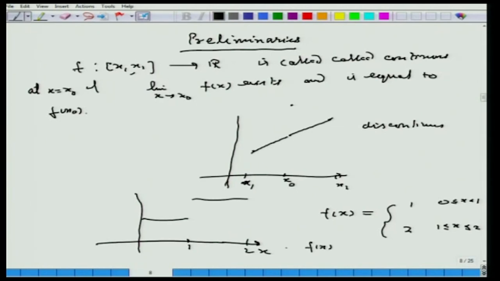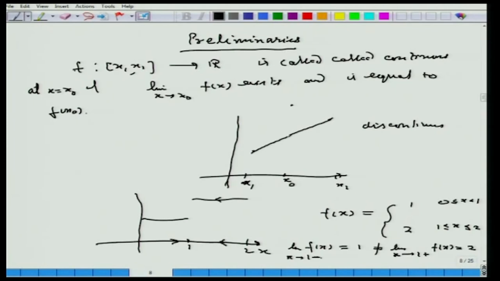So, f(x) as x tends to 1 minus means you approach this point 1 from the left side. This will be equal to 1. If you take the limit as x tends to 1 plus, that means you approach from this side, so the limit of f(x) will go to 2. These two are not equal, and therefore the limit does not exist, and therefore the function is discontinuous, which can be seen intuitively also from this figure, that there is a discontinuity here.